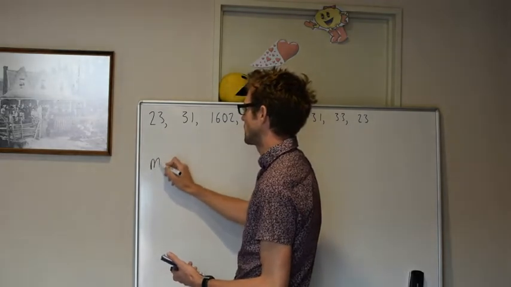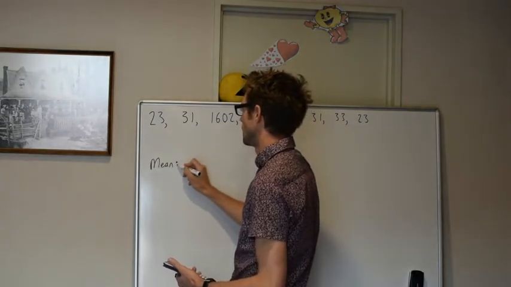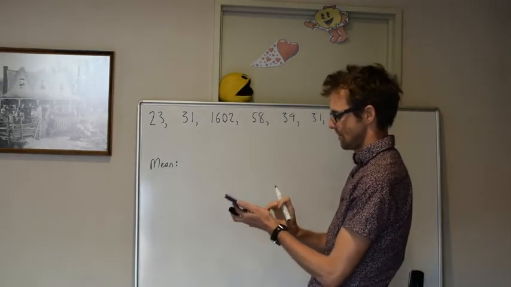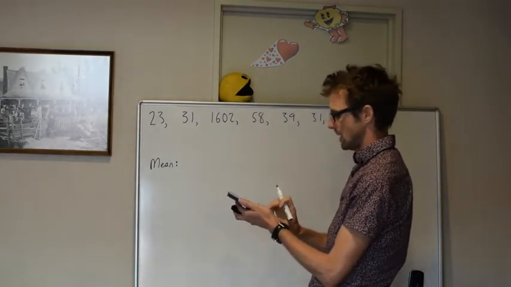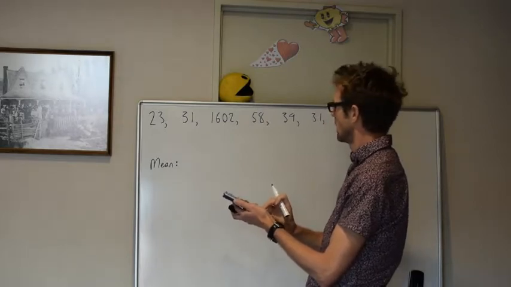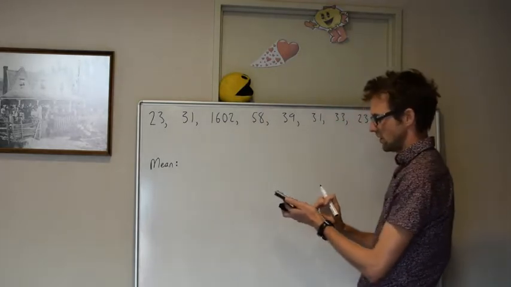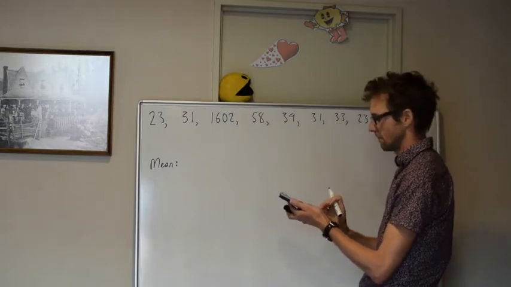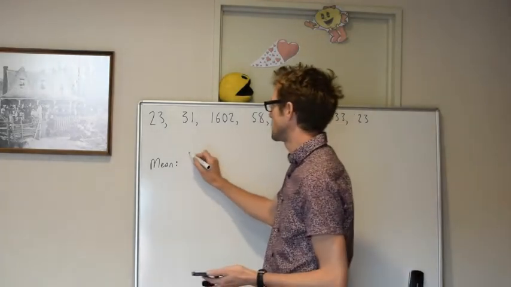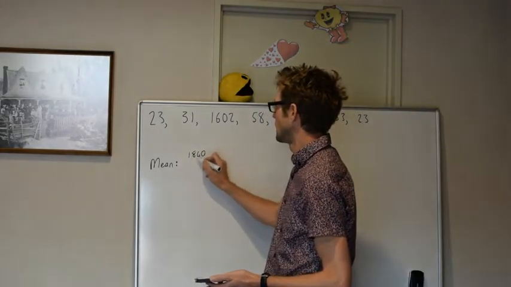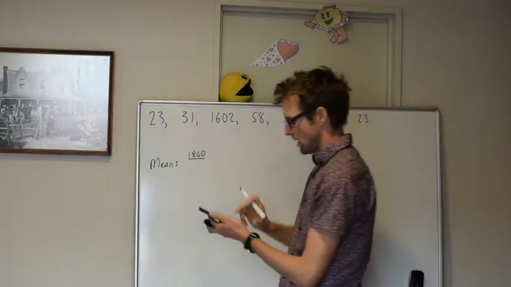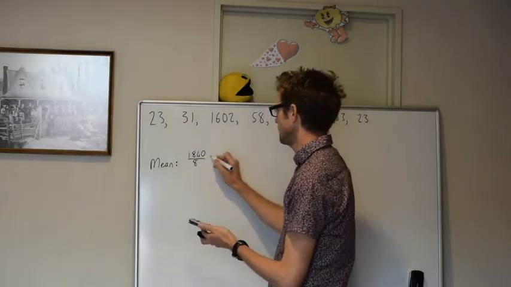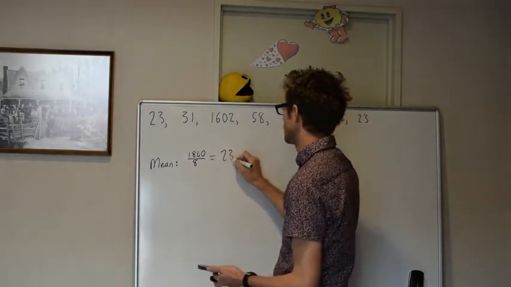So first of all, I'm going to do the mean. Now the mean, to refresh, is we add up all of these values of data. So 23 plus 31 plus 1602 plus 58 plus 39 plus 31 plus 33 plus 23, and I get 1,840. And then I divide that by the number of people, which is 8. That gives me a mean of $230 saved.